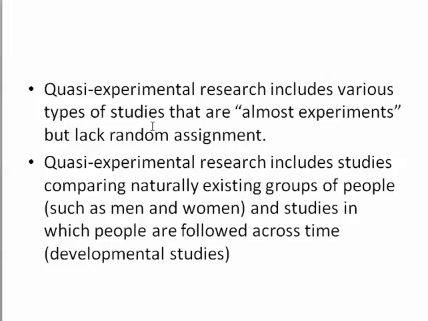For example, as a researcher, I might decide that the two conditions I want to compare are men and women. Those are the two groups of people that I want to compare, but I'm not going to be randomly assigning people to be men or women. So it's not a true experiment, it's a quasi-experiment, because a true experiment has to have random assignment.